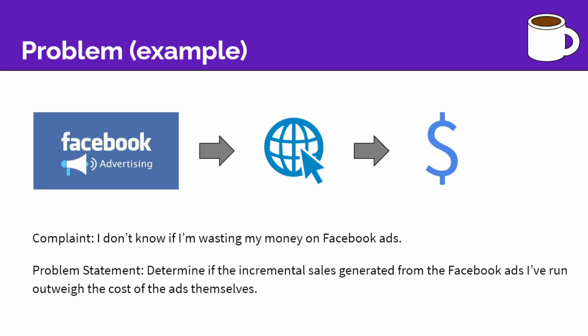If I had said something like, figure out if my Facebook ads are effective, that would be a bad problem statement because it's too vague. Effective at what? Is it effective at reaching people? Is it effective at driving people to a website? Similarly, if I had said something like, determine how much money the Facebook ads are making me, that's better, but it's still not right. It doesn't actually address the problem that I want to make sure the cost of the ads is less than the sales generated by the ads.